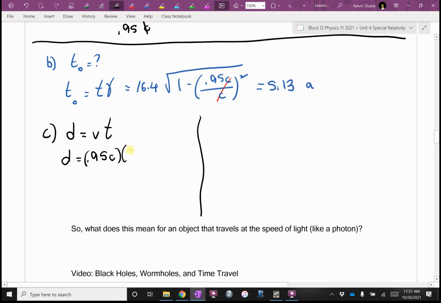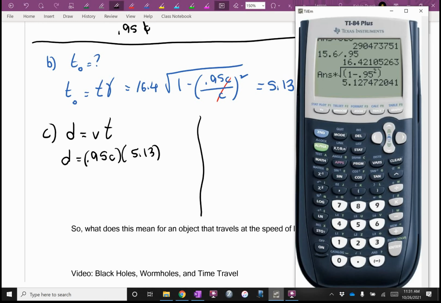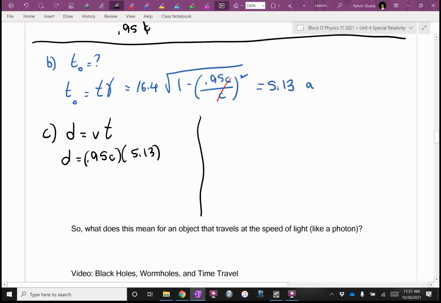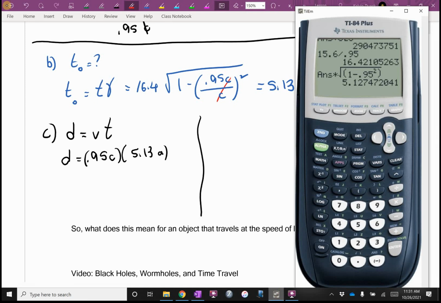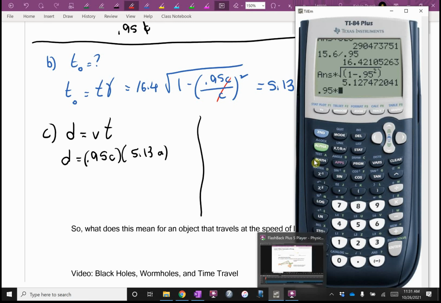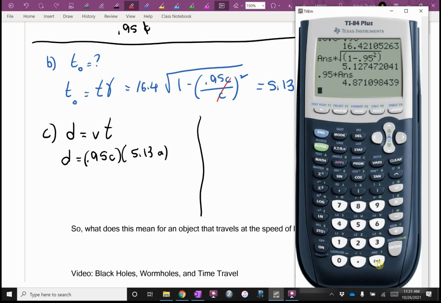So I'm going to write 5.13, but what button am I going to press on my calculator? So try that. By the way, notice, Danica, if I put the units in for the 5.13, I do get light years, which is a distance. So I'm going to go 0.95 times answer button, and I get 4.871098. I got 4.87.